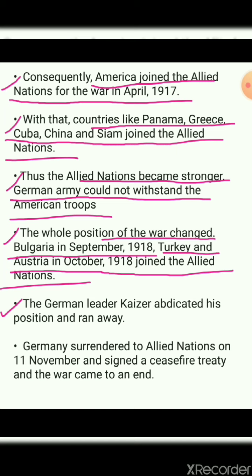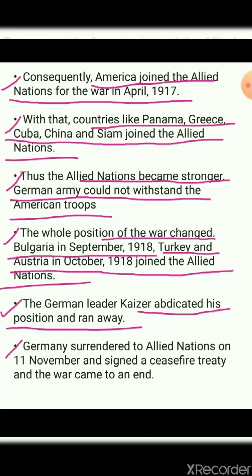Next, the German leader Kaiser abdicated his position and ran away. What does abdicated mean here? It means he escaped from his position and ran away, because he could see that the German army was not able to stand in front of whom? That is, in front of the Allied nations.